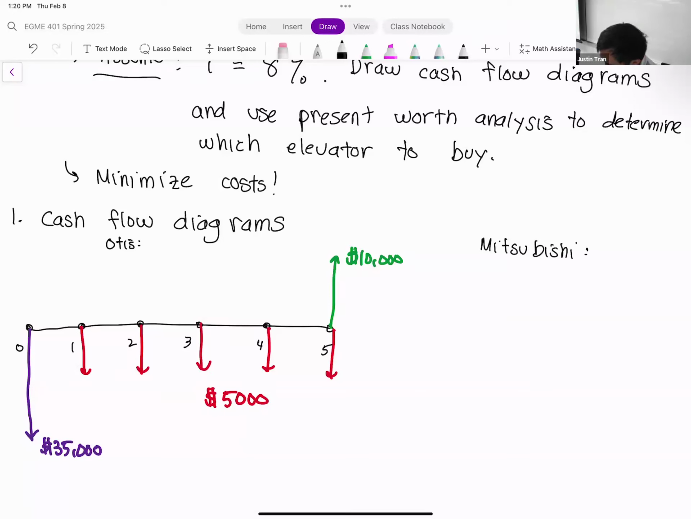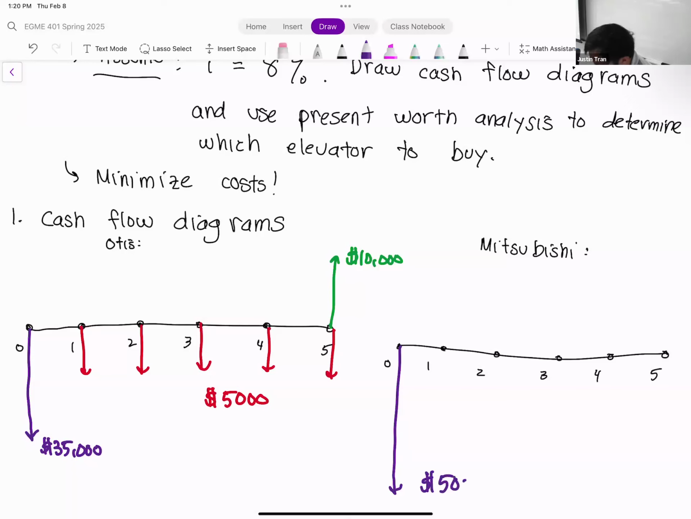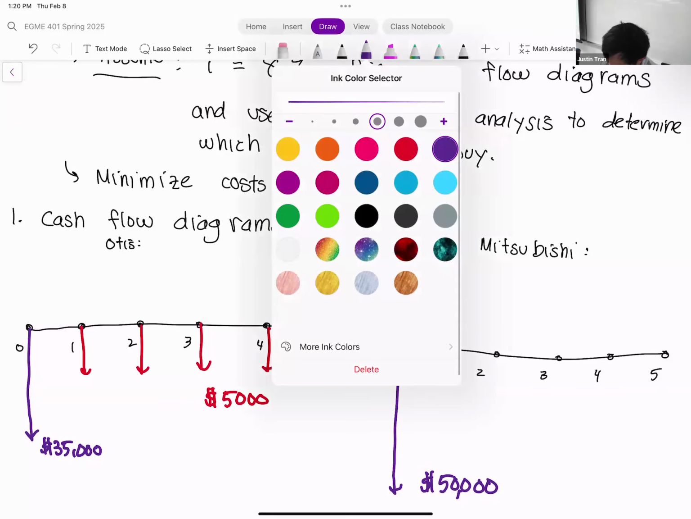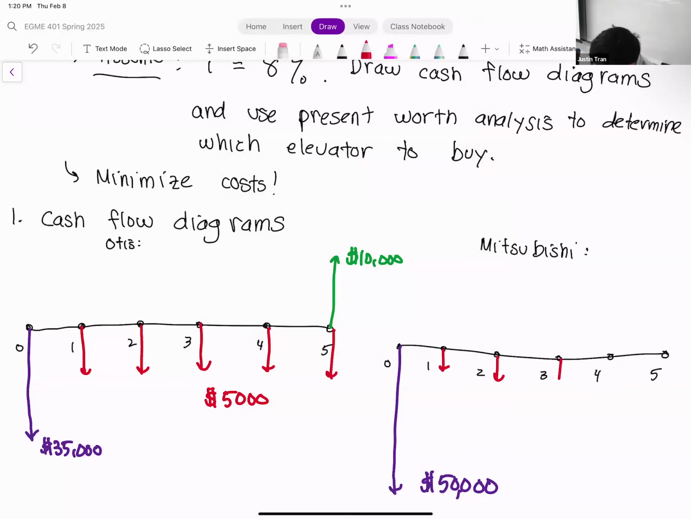All right, so let's do the same thing for Mitsubishi. Just like the Otis elevator, we have our initial cost. We have a higher initial cost here, so our initial cost is $50,000. Our maintenance cost in this case is just 1,000. And then we have our salvage value. Salvage value in this case is only 5,000.